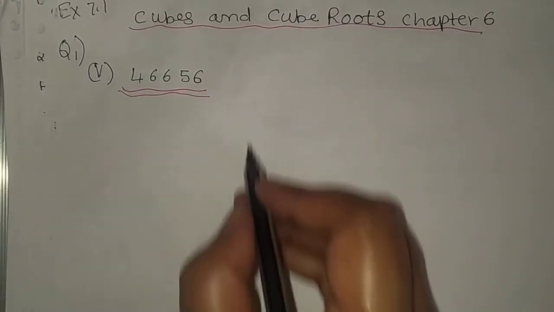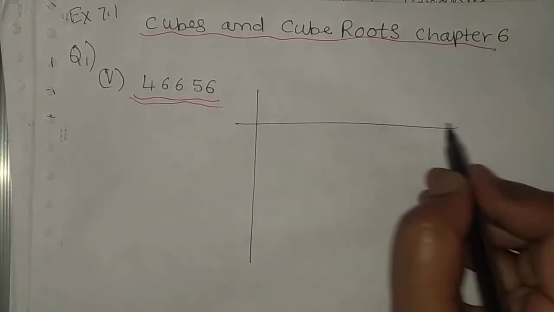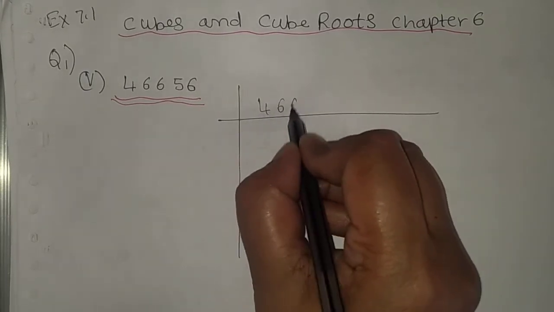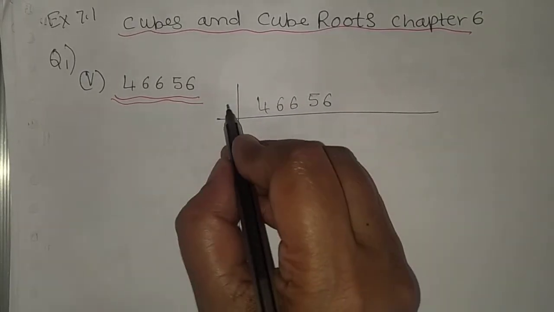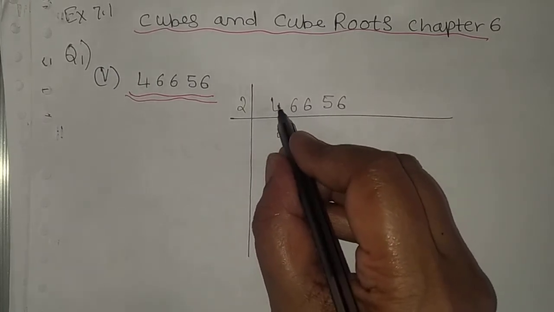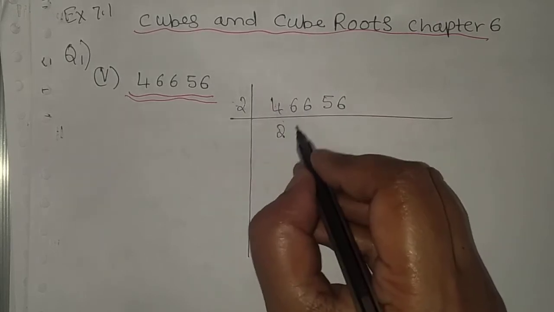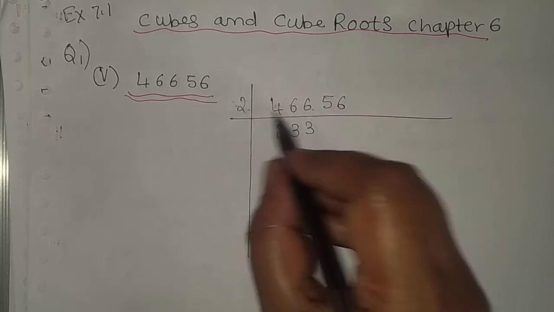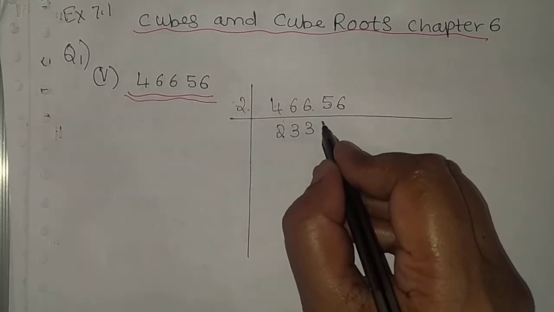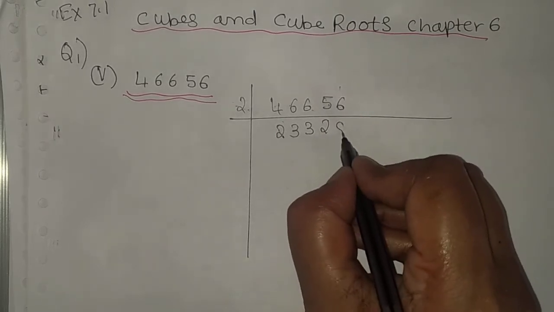So here the given problem is a 5-digit number. So for factorization, we start with the number 46656. Again we start with 2. Therefore 2 3s are 6, 2 3s are 6, 2 2s are 4, one remainder goes here, then 2 8s are 16 directly.